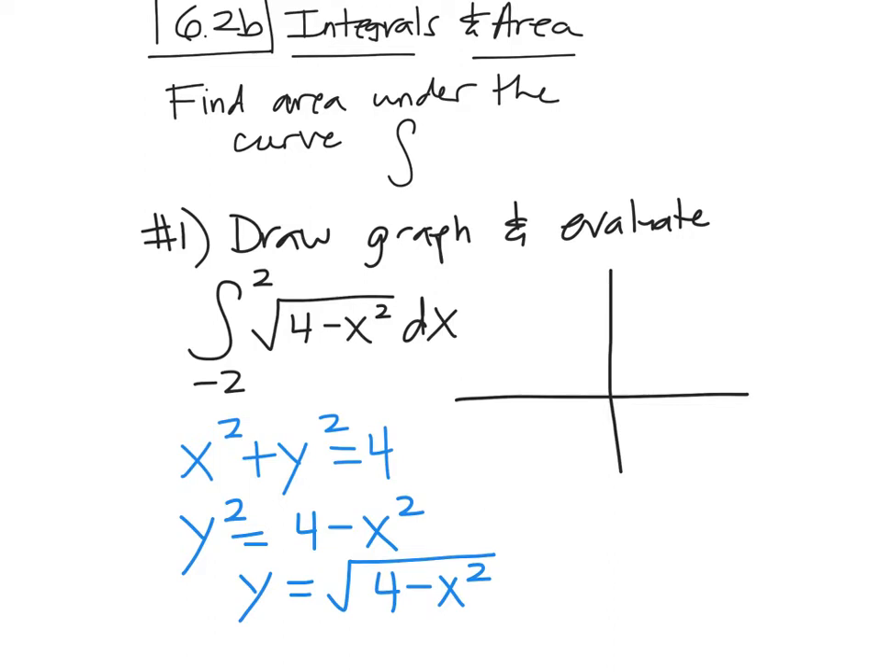All right, so let's draw it. Here's -2. There's +2. And so this graph looks like this. It goes all the way up to 2. And if we're integrating from -2 to 2, what we need to do is find the area under the curve between the x-axis and our curve. So we're trying to find the area of that.